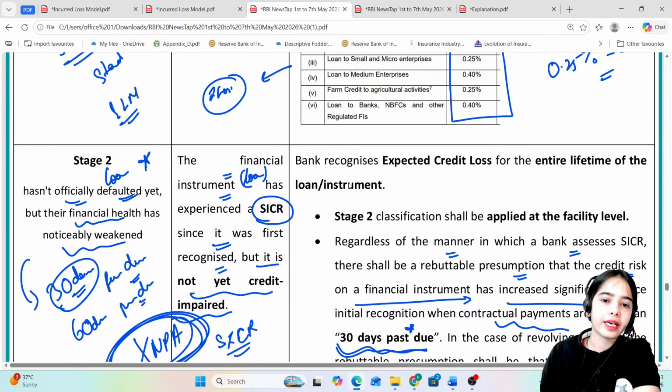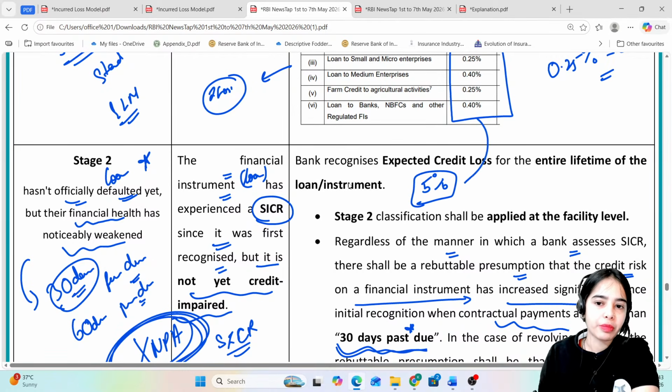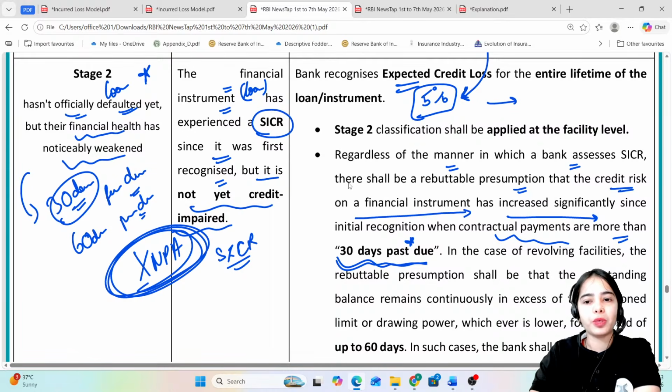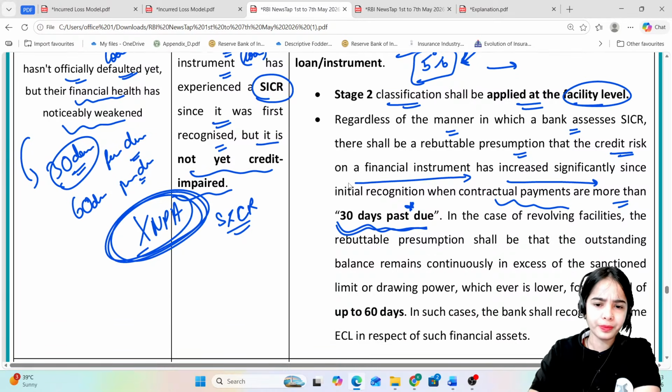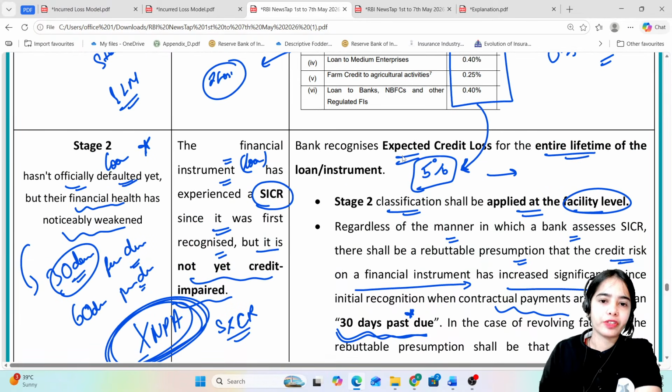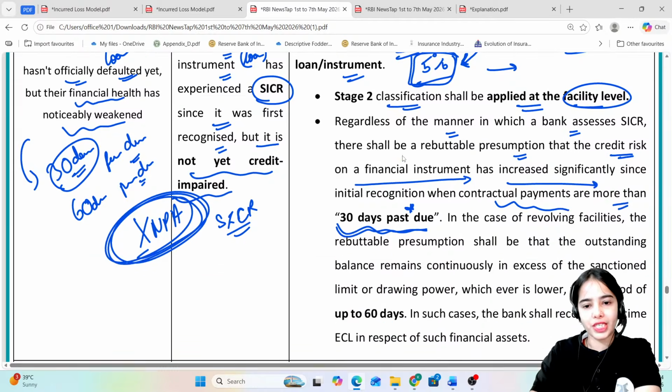Yes, in stage 2, the bank will start maintaining 5% of provisions. That means the bank has recognized that there can be loss in the future, and this loan can become NPA. Stage 2 classification shall be applied at the facility level, the loan level. Bank recognizes expected loss for the entire lifetime of the loan instrument, and on that basis 5% of provisions have to be maintained.